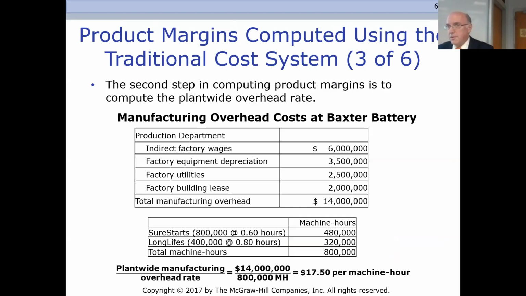The good news is it's easy to compute because there's only one for the whole plant, either direct labor hours or machine hours or something. So the good news is it's easy to compute. There's only one rate. The bad news is it's not very accurate. What's the alternative to a single plant-wide overhead rate? Begins with M, U-L-T-I, multiple overhead rates. Can you think of two?